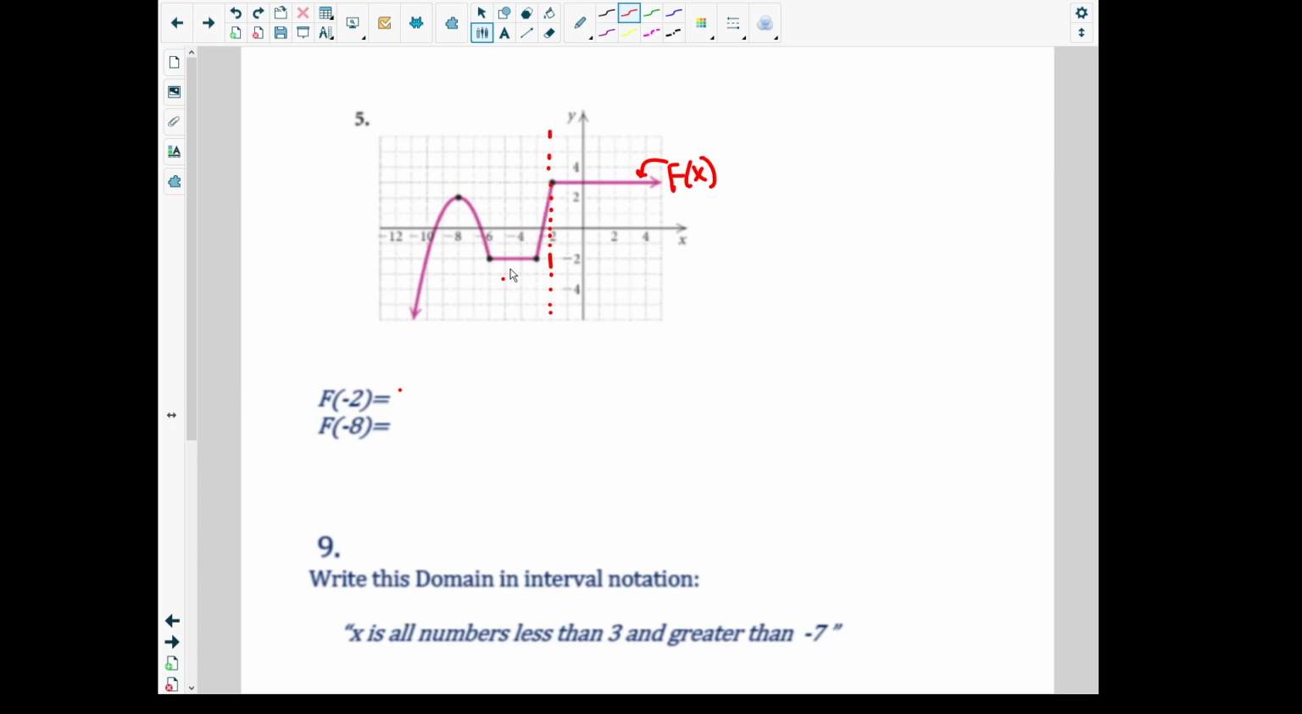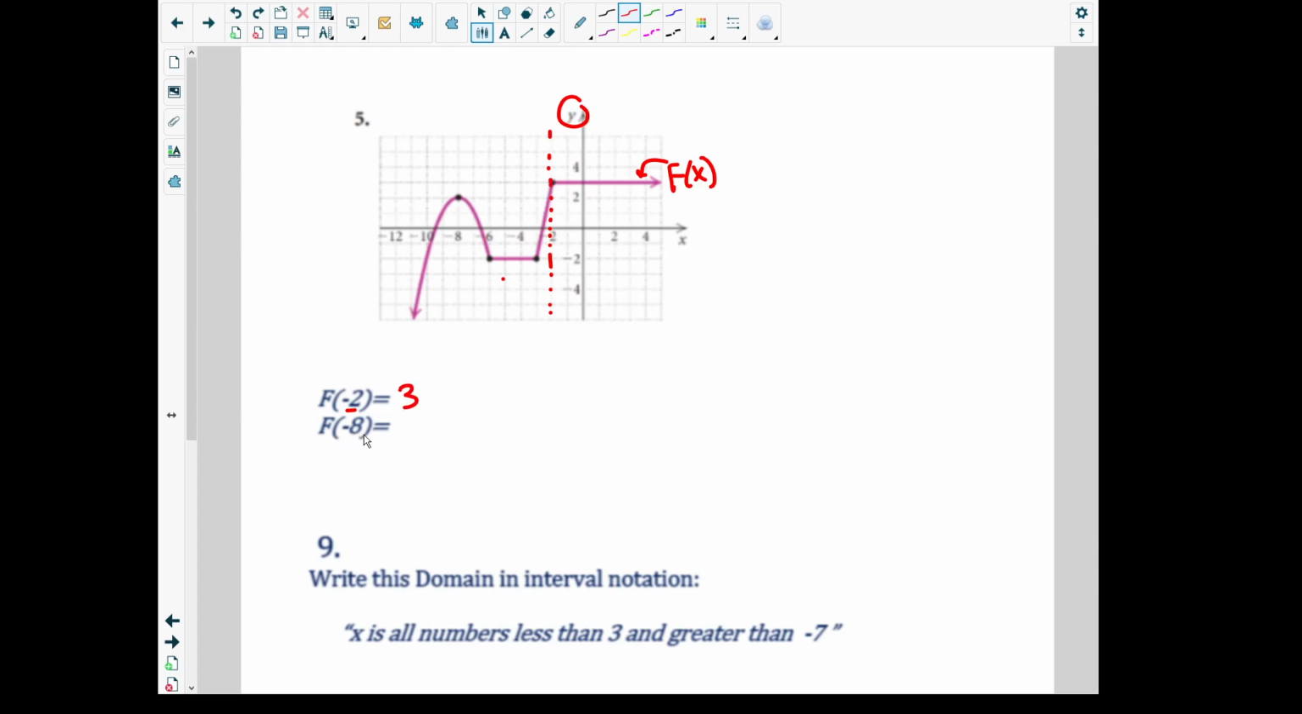It's what we call a piecewise function in algebra 2. It's a parabola, a linear, and a linear, 3 different linears. But anyway, what does f of negative 2 mean? It means at x equals negative 2, what is the f value or the y value, the height? And of course, it's going to be 3.